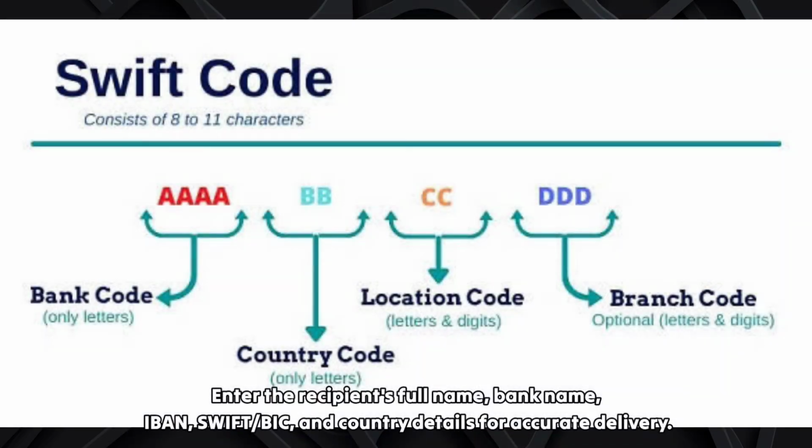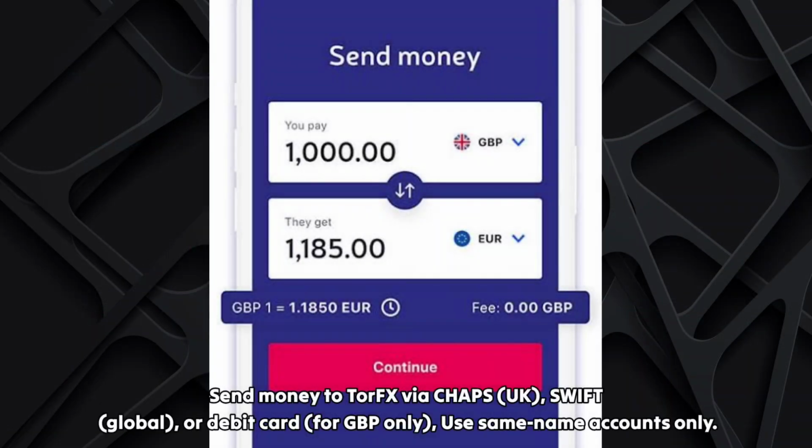Enter the recipient's full name, bank name, IBAN, SWIFT/BIC, and country details for accurate delivery. Send money to TorFX via CHAPS (UK), SWIFT (global), or debit card (GBP only). Use same name accounts only.